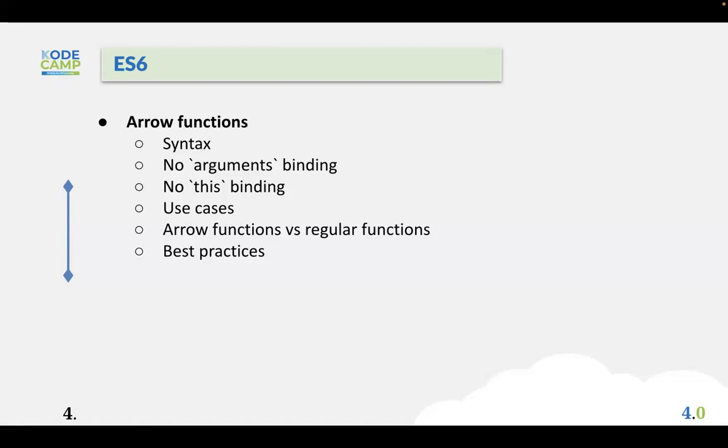Using it in callback functions ensures cleaner code. You can use it in callback functions to ensure cleaner code. Object method: if an object method has a simple body and doesn't require its own base binding, the arrow functions provide a cleaner way to define them instead of using regular functions and all of that.